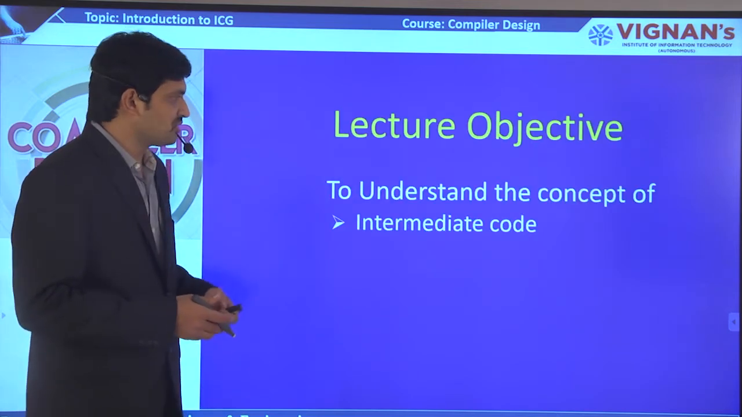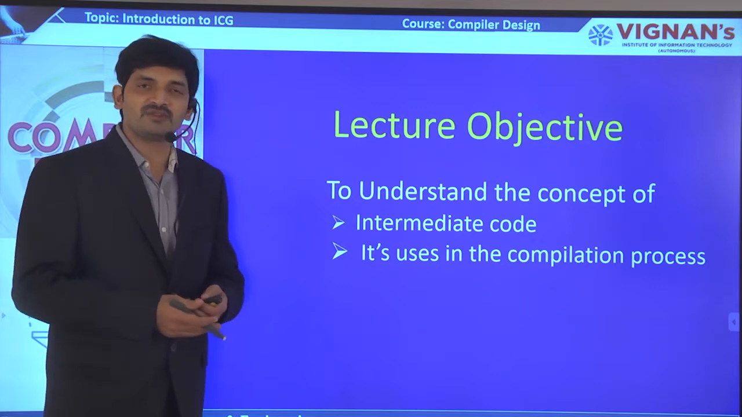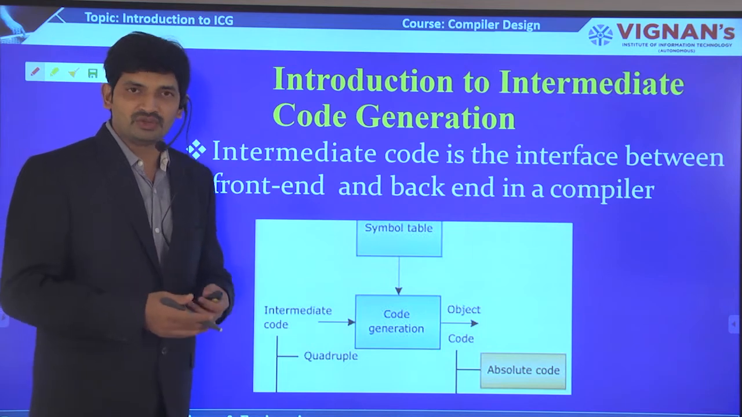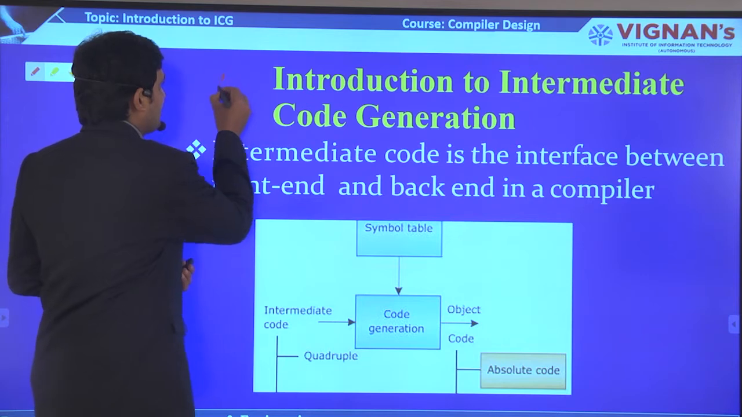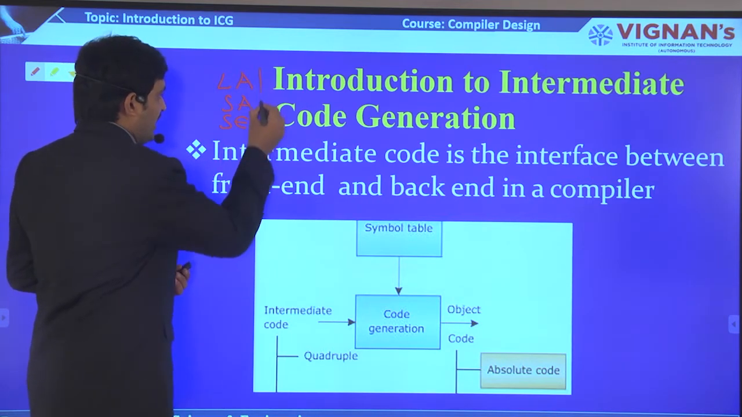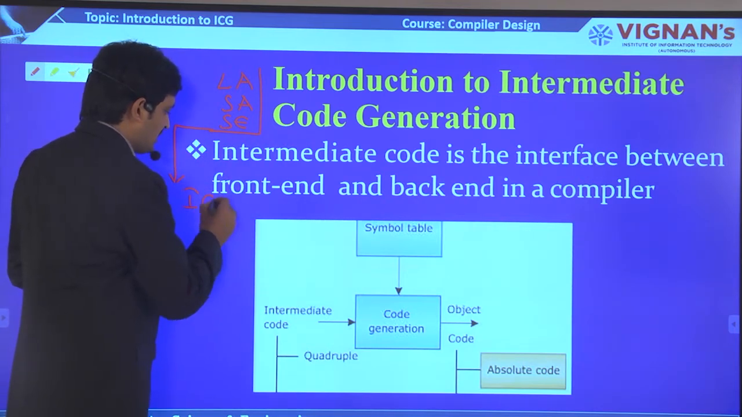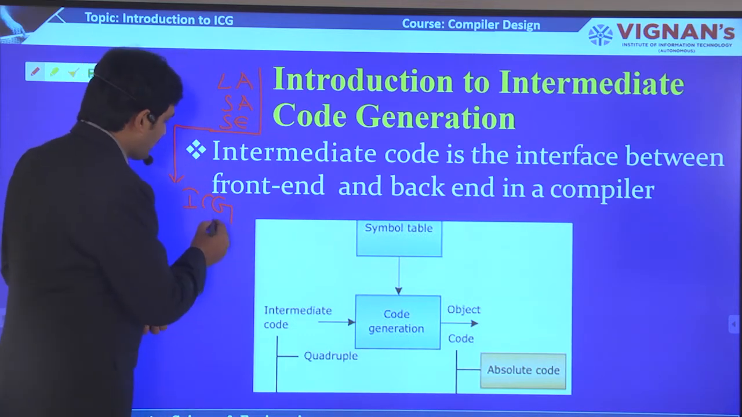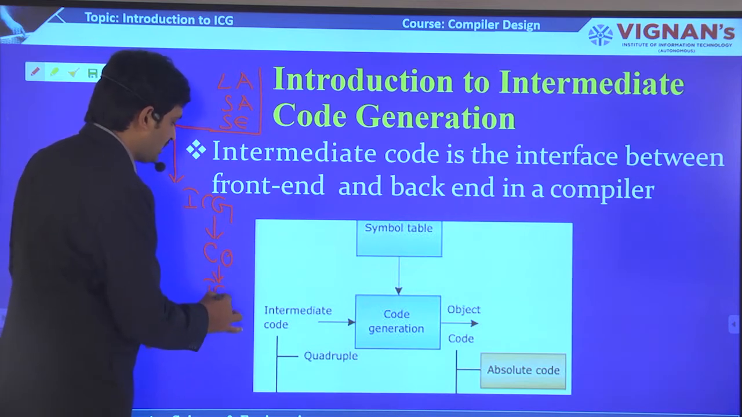So, the objective of this session is to understand what the intermediate code is, what the purpose of intermediate code is, and what the various types of intermediate codes are. We know that the compiler consists of 6 phases. The first phase is lexical analysis, then syntax analysis, then semantic analysis, and then it comes to the ICG. ICG stands for intermediate code generation.